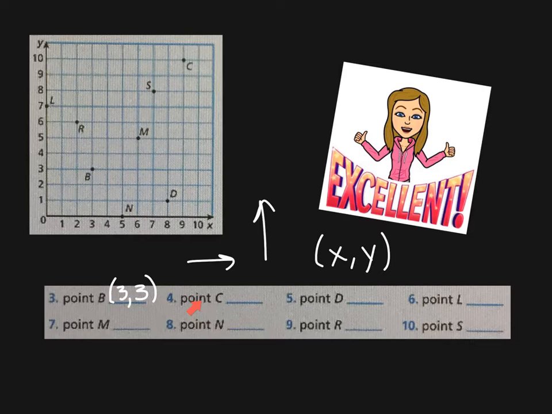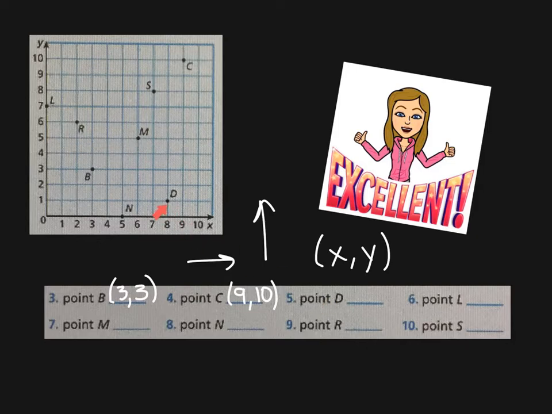All right, what about point C? Okay, so here's point C. That corresponds to, if I look on my x-axis here, okay, so they went in 9 first, so 9 is my first point. And then after they went in 9, they went up 10. So the ordered pair here is 9, 10.